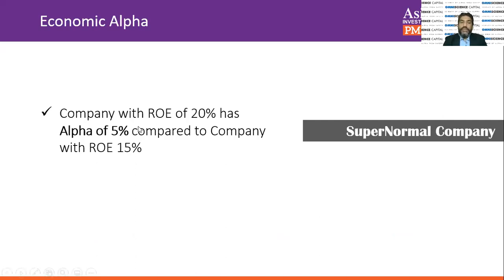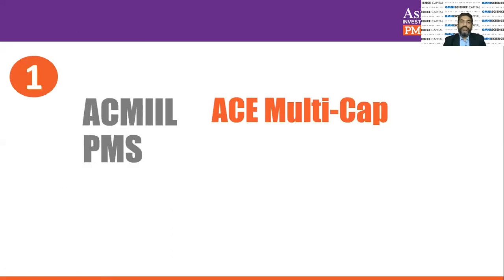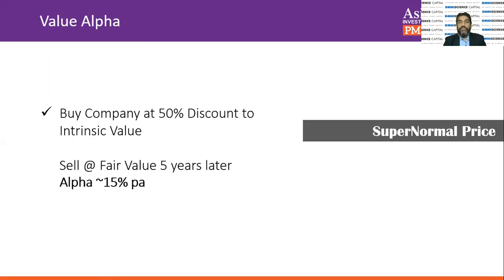So to re-emphasize, a company with an ROE of 20% has an economic alpha of 5% compared to the average company of 15%, right? So if the average is 15, under the circumstance when inflation is 7, then if you have 20% against average companies, you have 5% economic alpha. If you buy a company at a 50% discount to intrinsic value, that we would call a supernormal price, and you would make 15% extra returns. So that's value alpha of 15% per annum on a CAGR basis, compounded annual growth rate basis, irrespective. So in addition, you would have the economic alpha. Okay, so I hope that is clear.